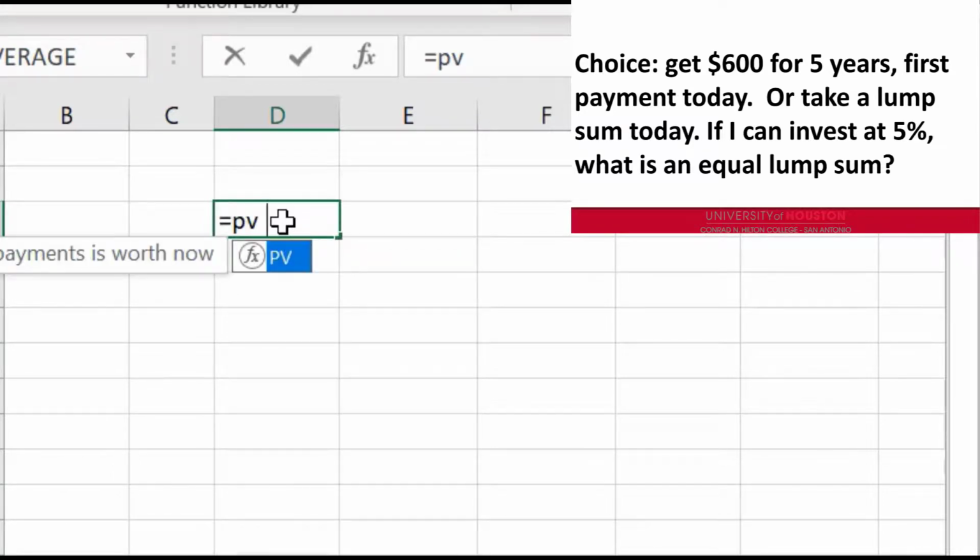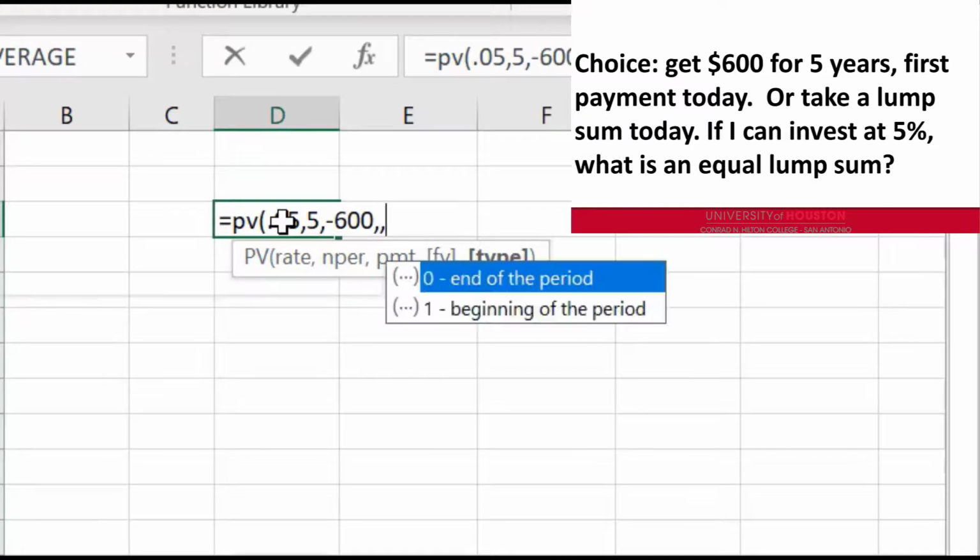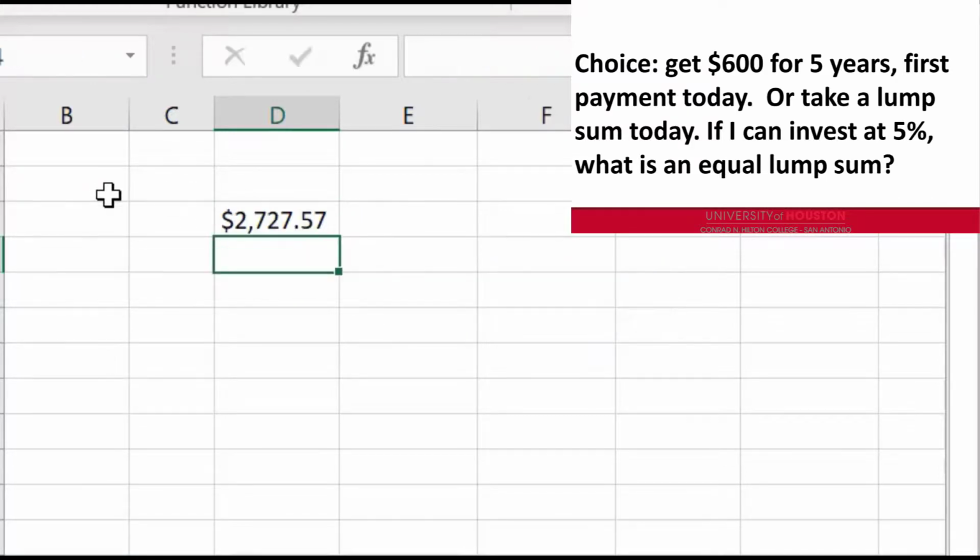So we're talking about present value because I need to know what it is in today's dollars. Interest rate, 5%. Number of periods, 5 years. Multiple payments, yes, $600. Future value, we don't know that. And it did mention that my first payment is coming today, so I will put a 1 because this is an annuity due. If I hit enter, I can get that the equivalent lump sum is $2,727.57. That lump sum is also the present value because that's what it's worth in today's dollars. So that lump sum would also come today.